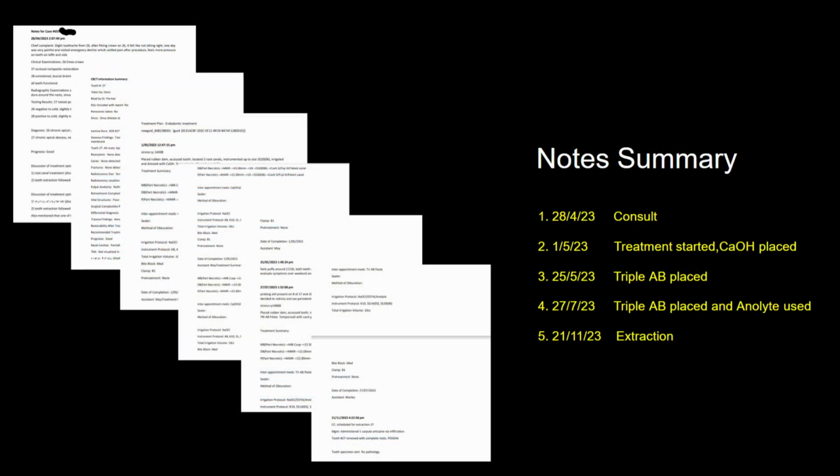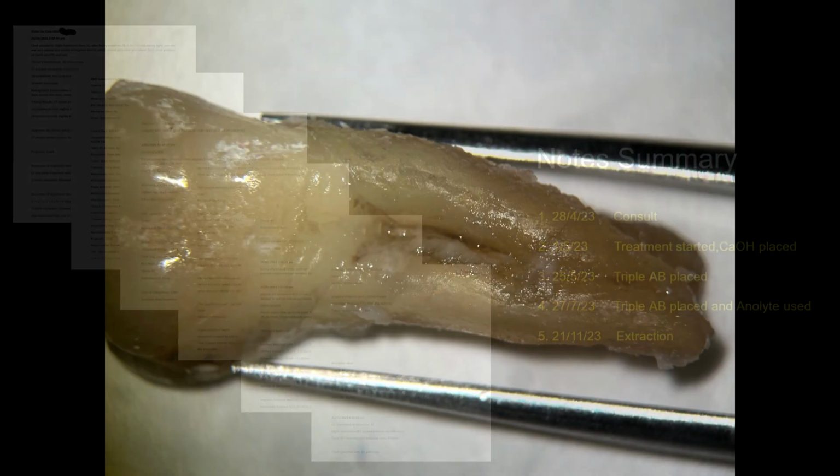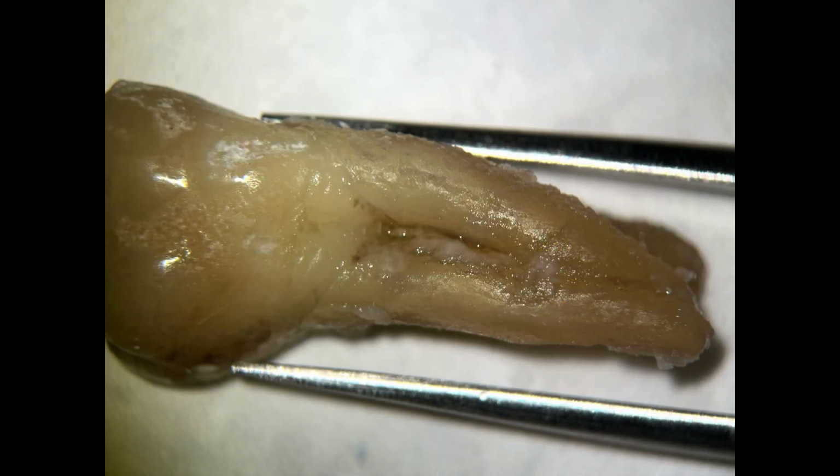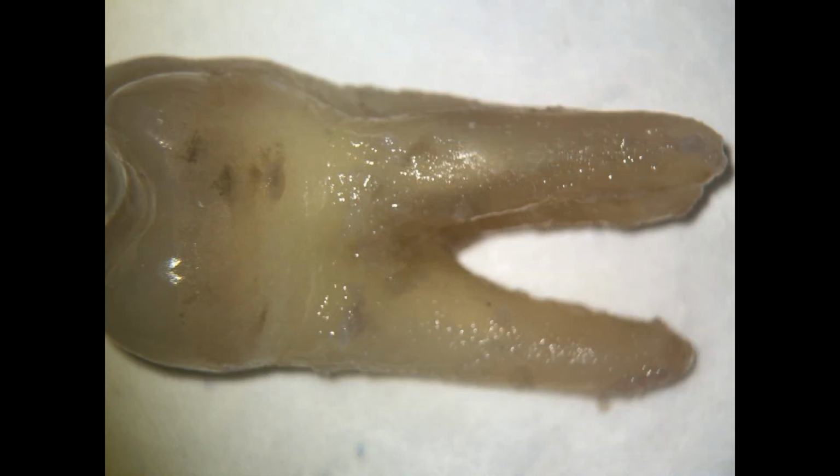His notes are in a PDF form on the website, so you may want to take a look at those. He basically treated it 3 times. He used EDTA, bleach, and the last 2 visits he placed triple antibiotic paste in the tooth. And his notes say he used Analyte as well with ultrasonic activation.